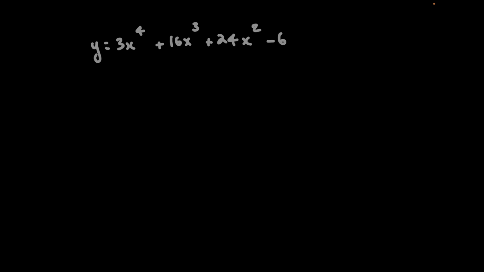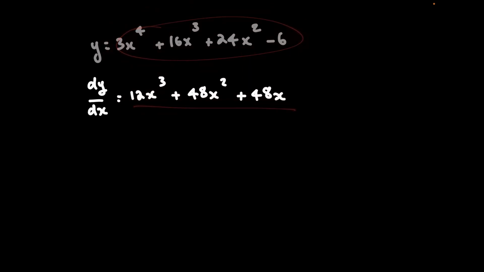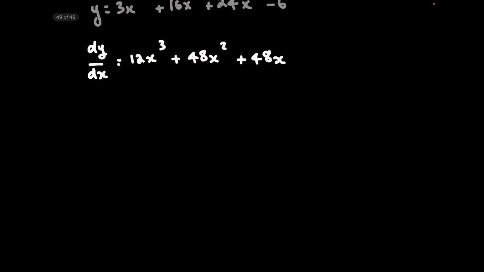Okay, and this is our last question for this video. I'd like you to pause and try it now. Okay, so let's work out the nature of the stationary points by first working out the stationary points. So when we differentiate this, we get dy/dx equal to 12x cubed plus 48x squared plus 48x. We differentiated this using the power rule. So now that we have this as our derivative, let us make the derivative equal to 0 and solve this equation here.